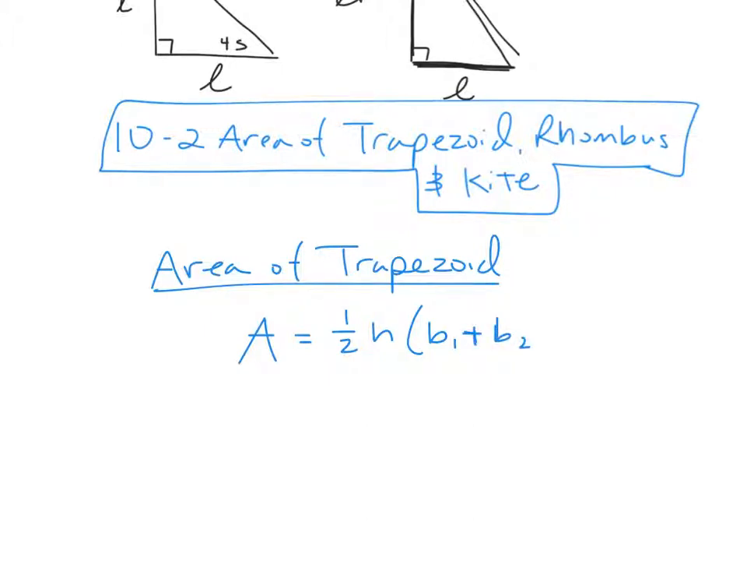Now, you can technically multiply those in any order, right? So we did base 1 plus base 2 and then multiplied by the height and then multiplied by 1/2. This is the way the formula is written in the book, so as to not confuse you, I'm going to write it like that. You may do it in any order, okay? So here's the first one of these.